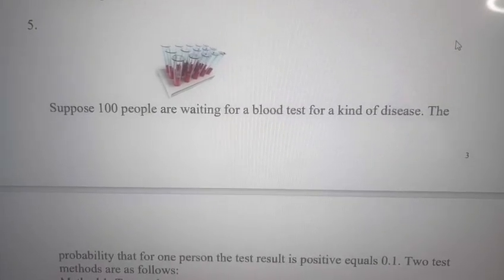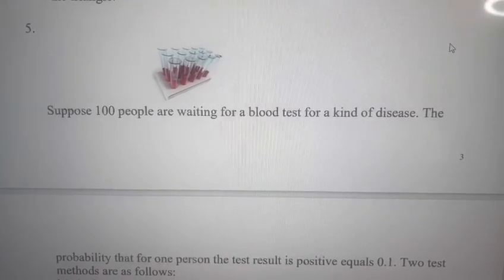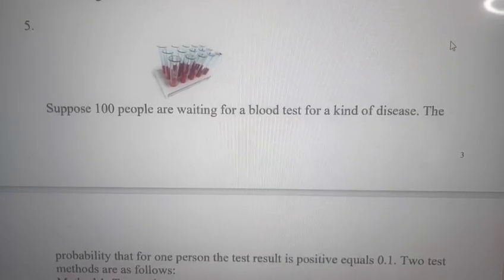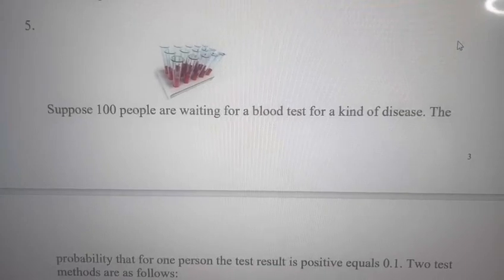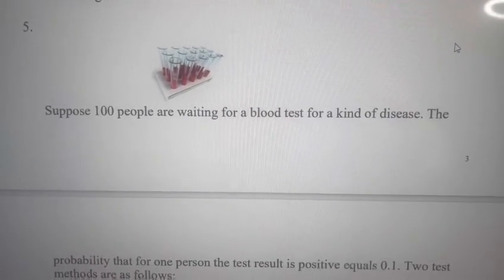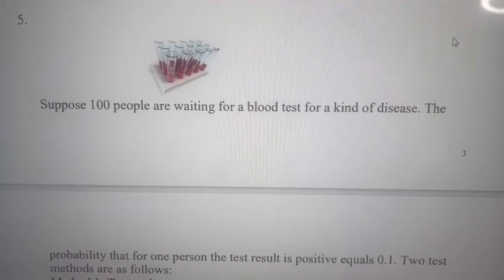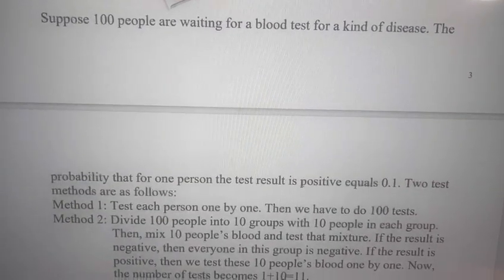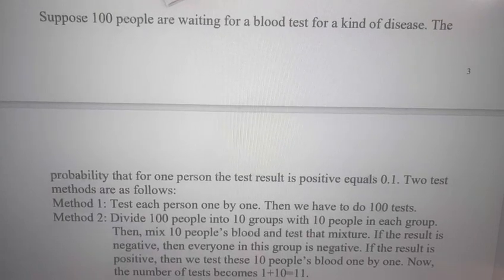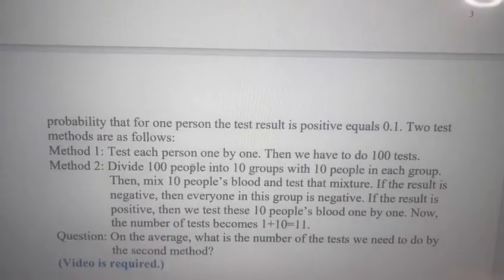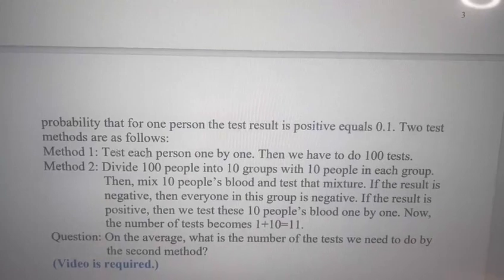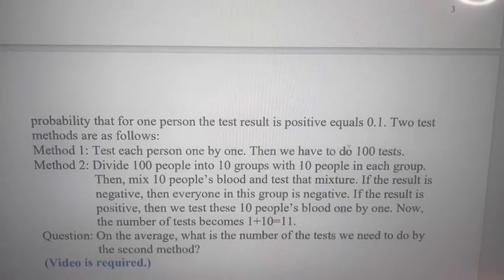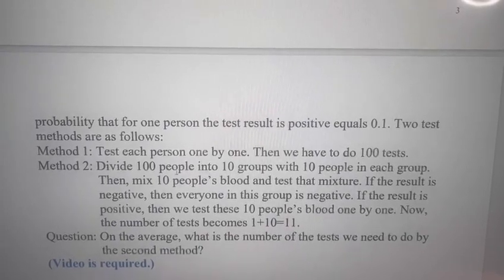I'm going to record question 5 in homework 1 for the course Probability and Stochastic Processes. The question sets the condition that there are 100 people waiting for a blood test, and each person's test result is positive with probability 0.1. There are two methods. The first one is very simple: test each person one by one, so we do 100 tests.